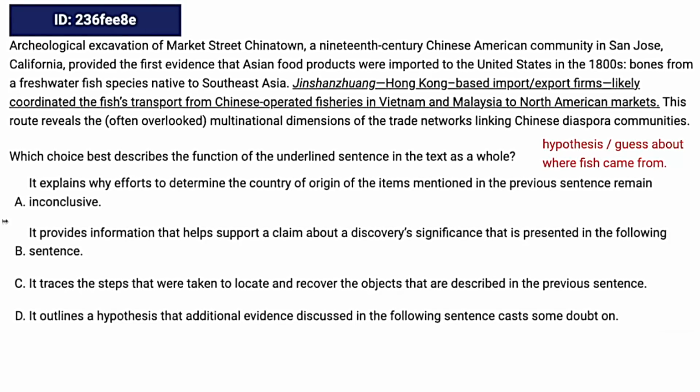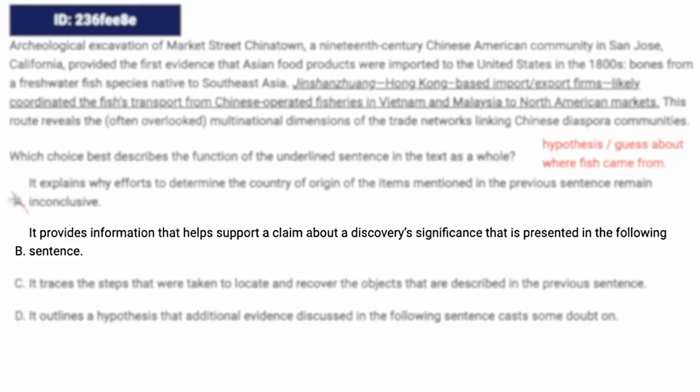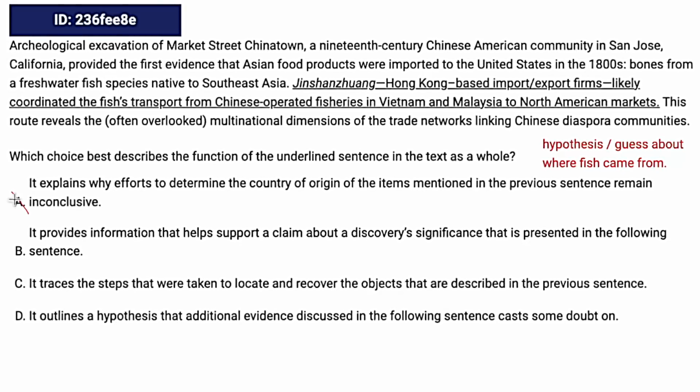A says it explains why efforts to determine the country of origin remain inconclusive. So that's not my prediction. It doesn't say anything about it being inconclusive. B: It provides information that helps support a claim about a discovery's significance. Okay, so a guess about where the fish came from helps support a claim about a discovery's significance that's presented in the following sentence. Okay, so I did say that that last sentence is sort of talking about why it's significant. So that actually works. It's not a perfect match with what I said, but you know, with the last sentence context, it definitely works.